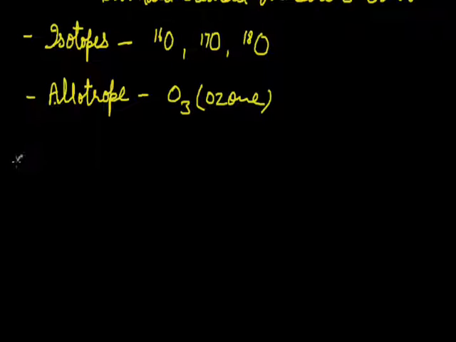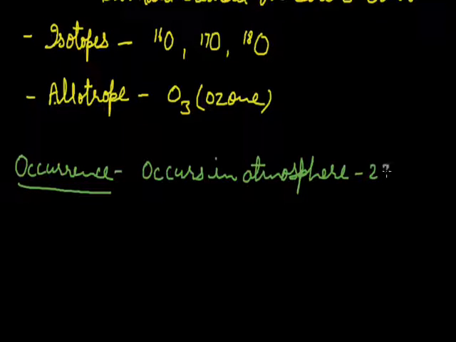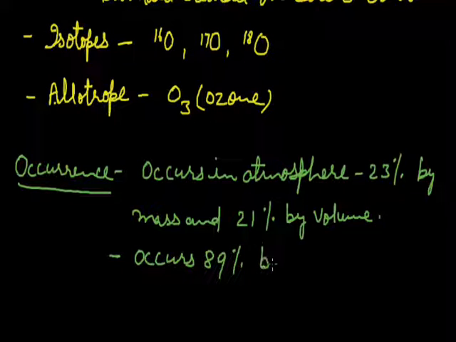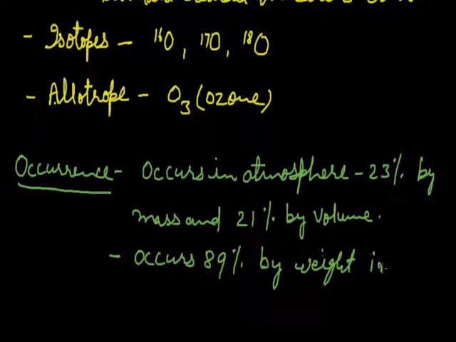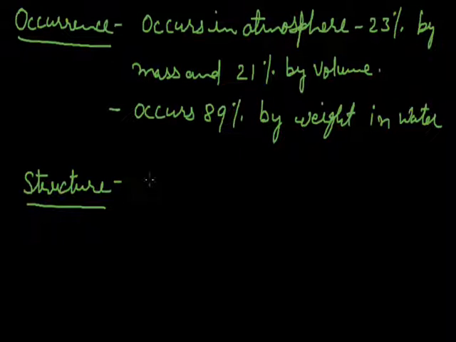Its occurrence in nature: it occurs in atmosphere 23% by mass and 21% by volume. Also occurs 89% by weight in water. Something about structure. 2 oxygen atoms are bonded by a double bond.